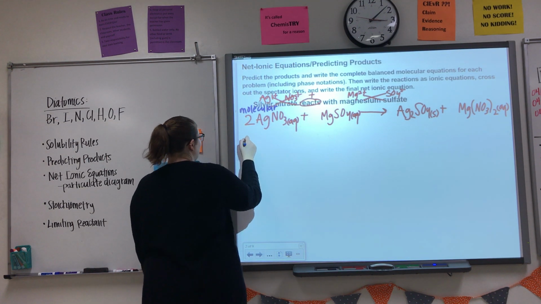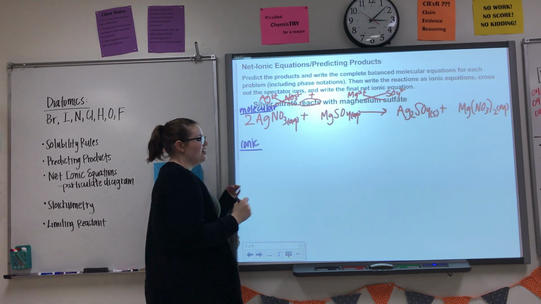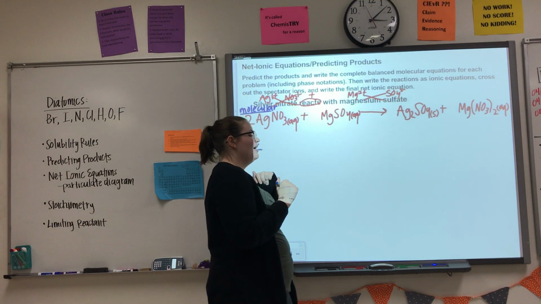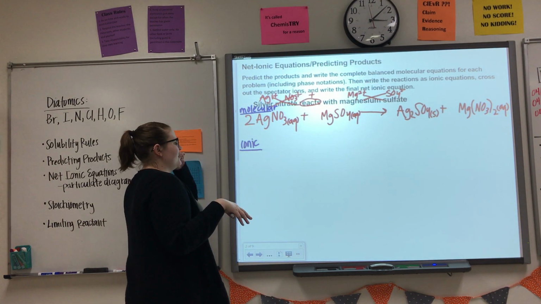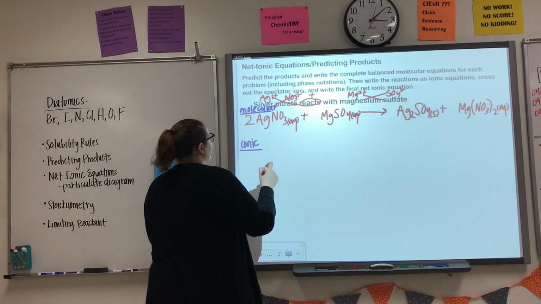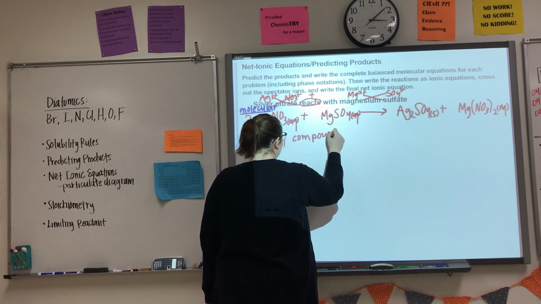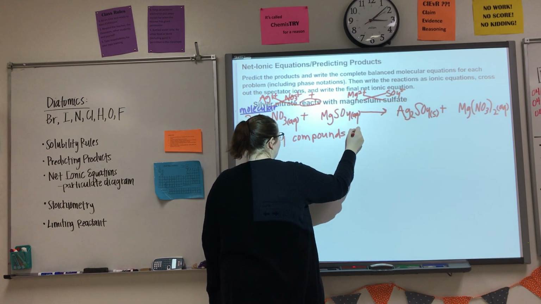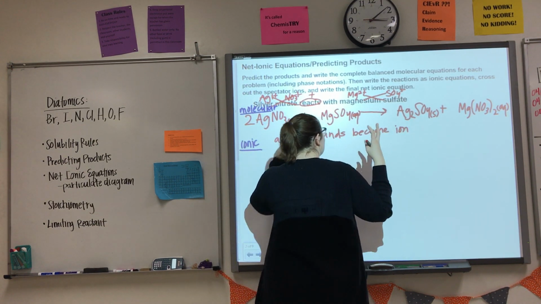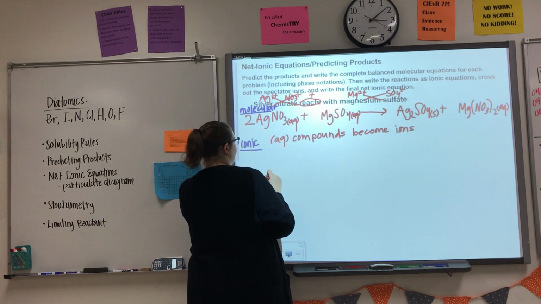So now I have to come up with my ionic equation. In my ionic equation, I normally write it on 2 lines. I write my reactants across the top, and then I write my products underneath. And the arrow, or the yield sign, is going to designate if I'm on reactants or products. So here's the thing about ionic. Aqueous compounds become ions. Everything else is going to stay as 1 compound. Okay? So if it's aqueous, it's going to become ions.